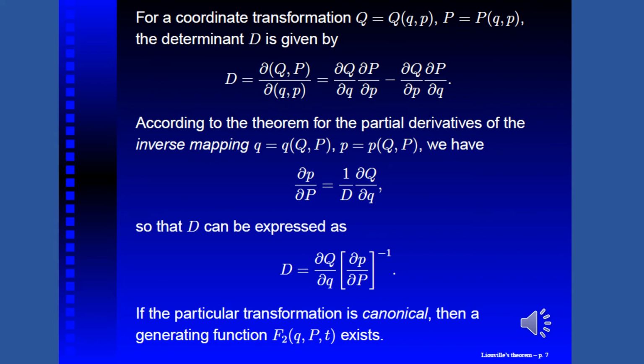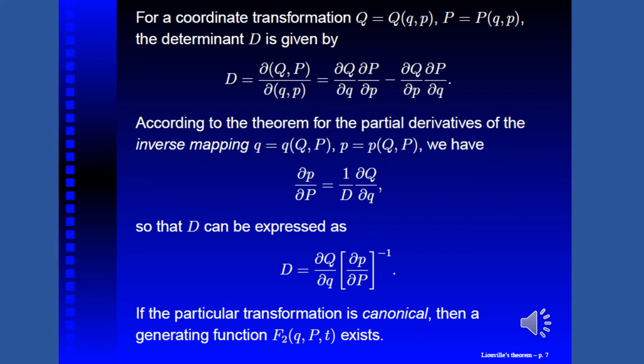According to the theorem of the partial derivatives of the inverse mapping, q is equal to q of (Q, P), small p is equal to p of (Q, P). We have partial small p over partial capital P is equal to 1 over D into partial capital Q over partial small q. So that capital D can be expressed as capital D is equal to partial capital Q over partial small q into partial small p over partial capital P, to the power minus 1. We have cross multiplied and written it with the minus 1 power.